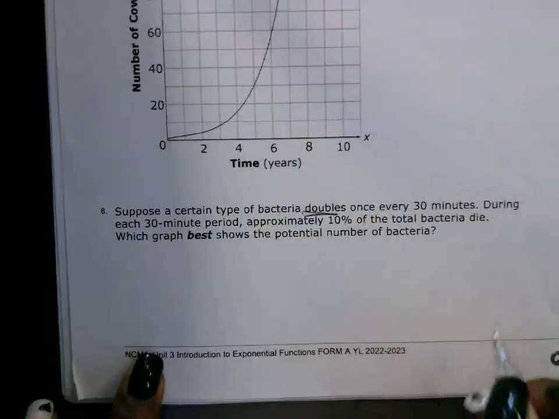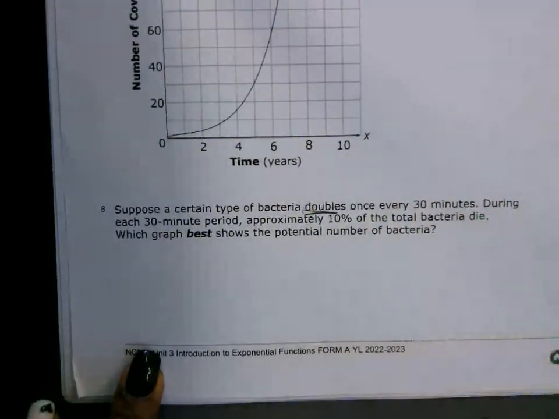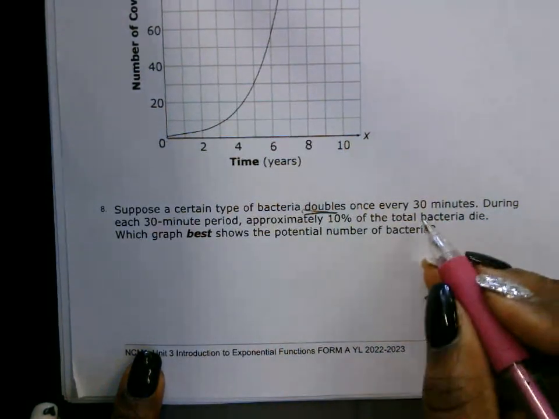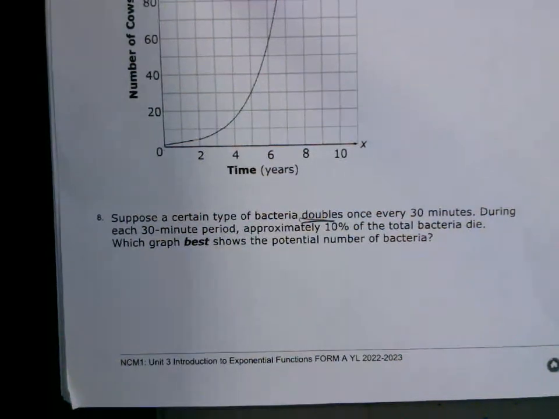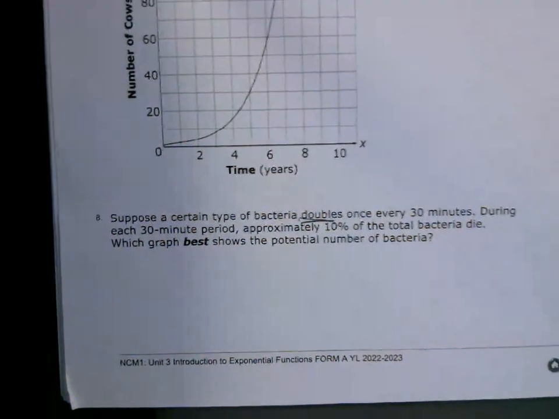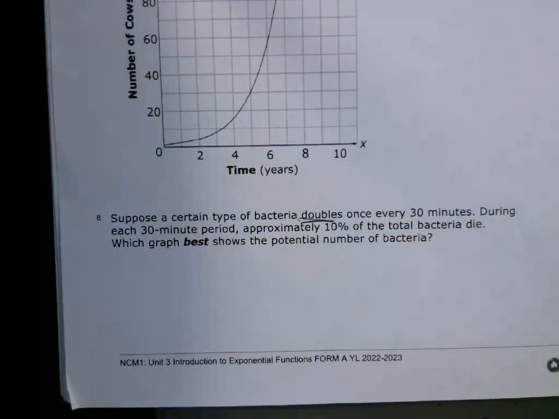All right. Number 8 says a certain type of bacteria doubles. So we already know this is an exponential function because we're multiplying by 2 in this particular pattern. Once every 30 minutes. So if x is 1, that's 30 minutes. If x is 2, that's 60 minutes. If x is 3, how many minutes is that?